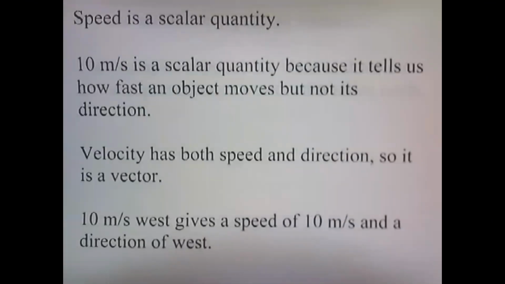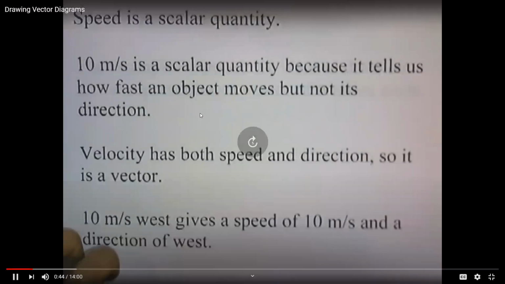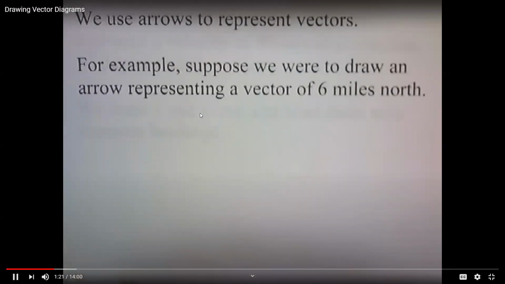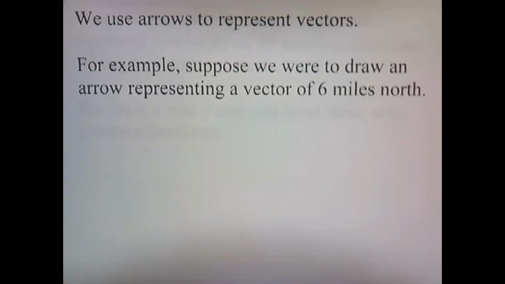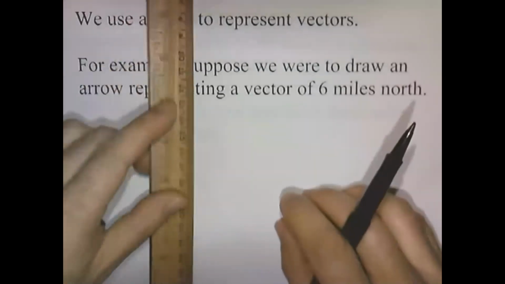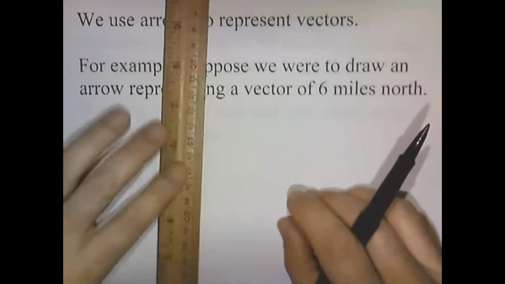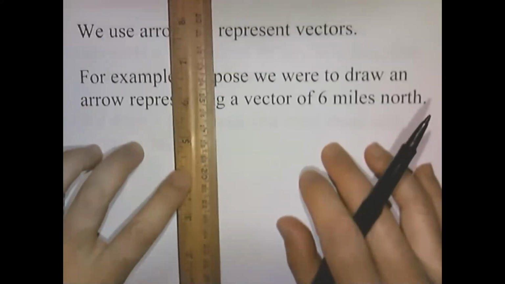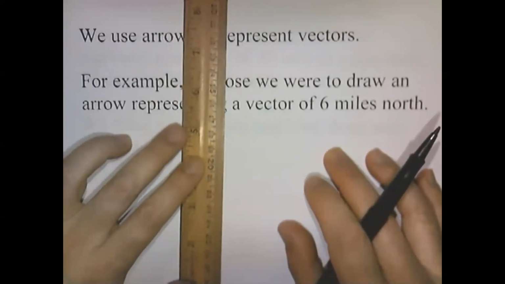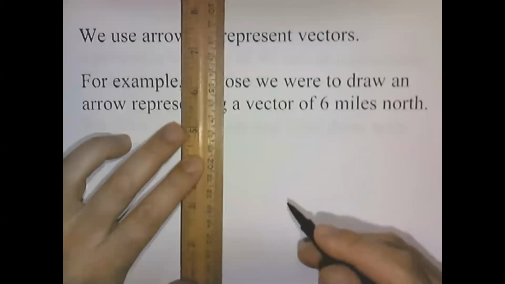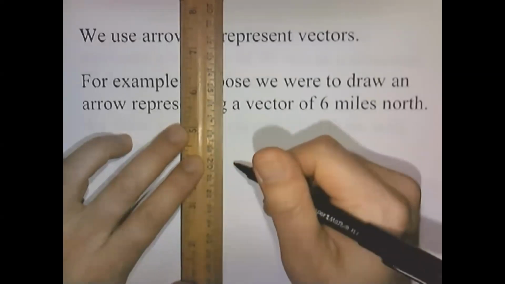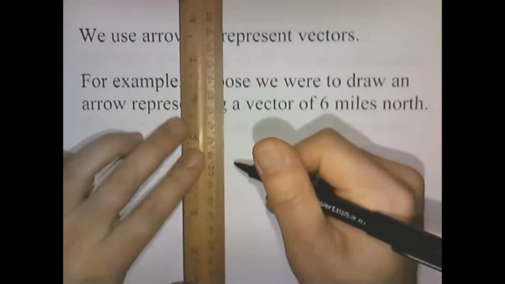Speed is a scalar quantity. 10 meters per second is a scalar quantity because it tells us how fast and how much. For example, we'll draw an arrow pointing up to indicate 6 miles north. So what I'm going to do is draw an arrow, and I'm going to make it 6 centimeters long.